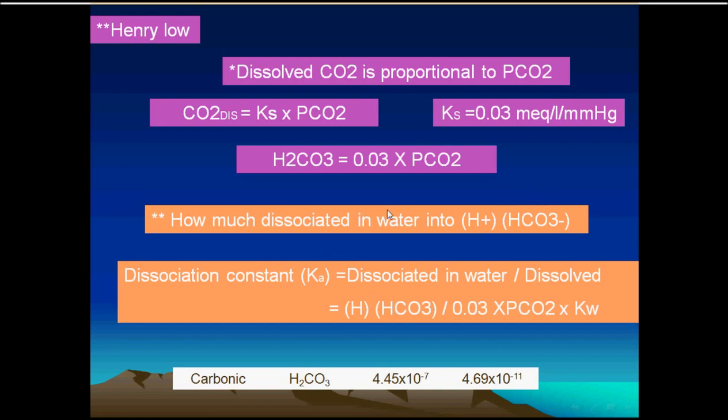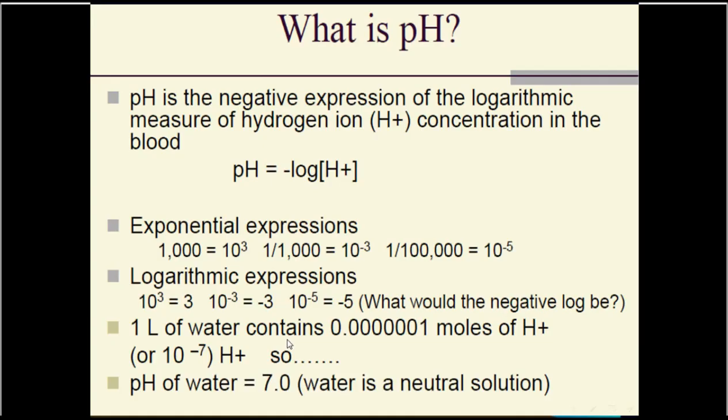Part of it dissociates into hydrogen ion and bicarbonate. This dissociated part is dissociated by a certain constant, by a certain value. This constant is what we call the dissociation constant. Here comes the Henderson equation. So the pH, again, is the power of the hydrogen ion, or the negative logarithmic measure of hydrogen ion.